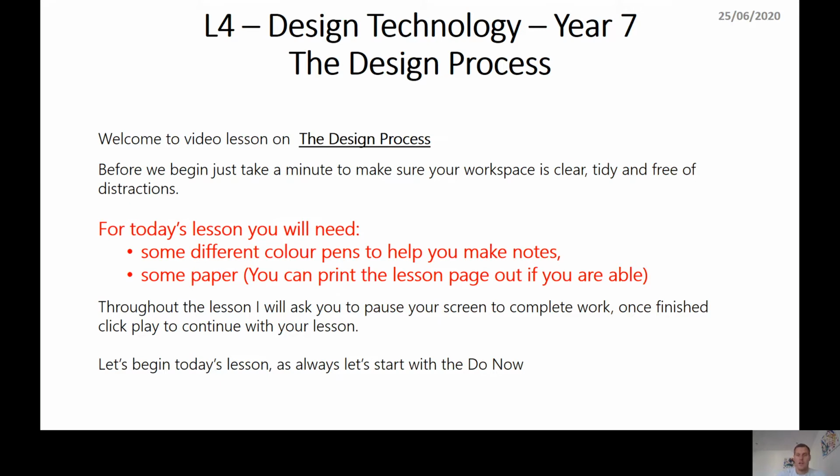So before we start, let's just make sure the workspace is clear, tidy and free of any distractions as normal. What you're going to need today is some different coloured pens to help make notes, some paper to do work on. You can print the lesson page out if you're able to. And throughout the lesson, as normal, guys, we're going to ask you to stop, pause the screen and complete the work, then once finished, carry on to play. So as normal, we'll start with 4 minutes to complete the do now.